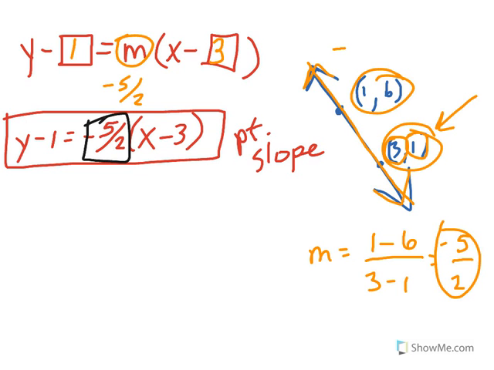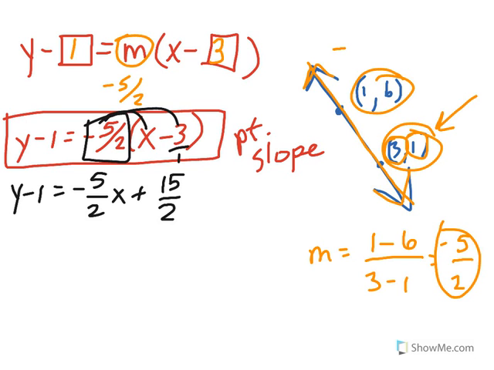Take this, and if you feel more comfortable using decimals, go ahead. I hope you keep it in fraction form, but whatever. We're going to distribute that through, so we get y minus 1 equals negative 5 halves x plus 15 halves. Notice the negatives change to a positive because there's 2 of them. And when I multiply fractions, I'm just multiplying the numbers on top together and the numbers on bottom together.